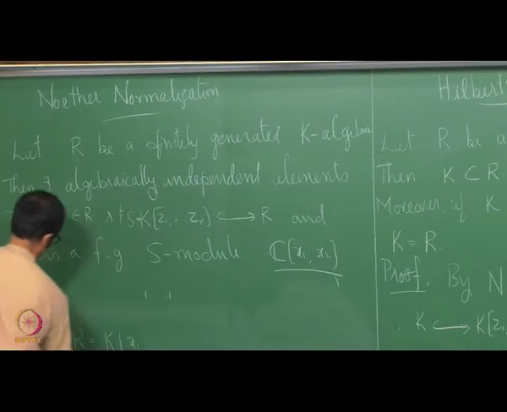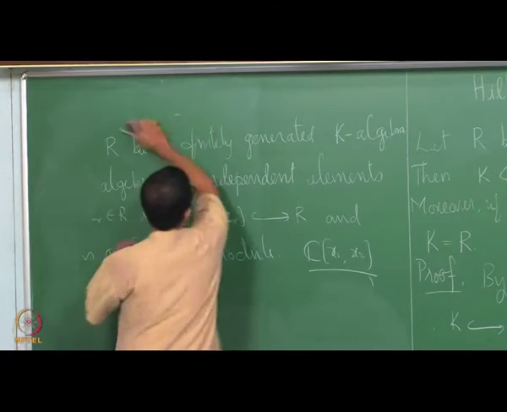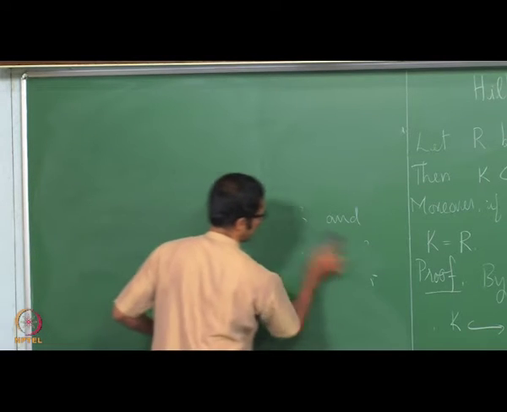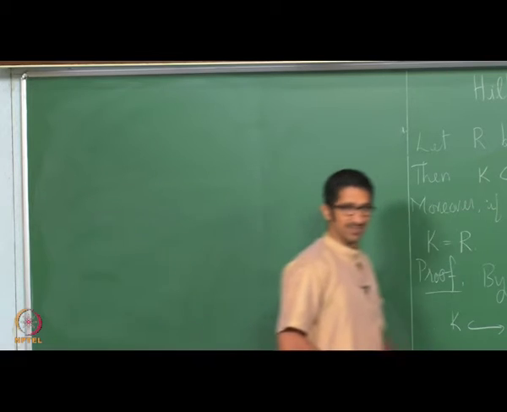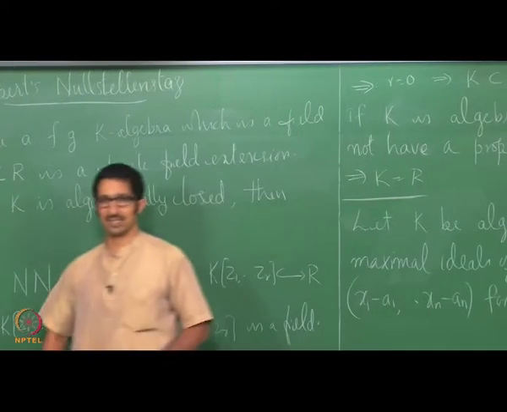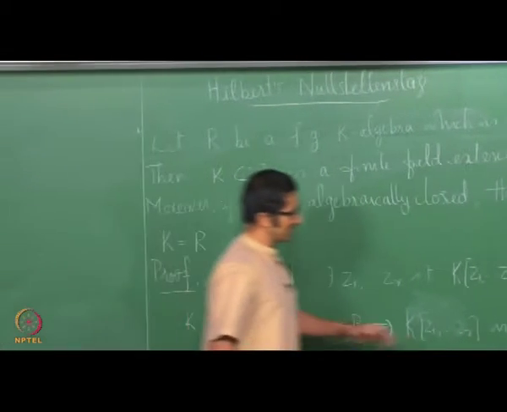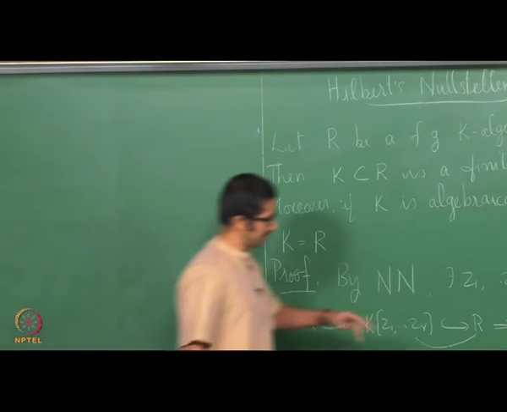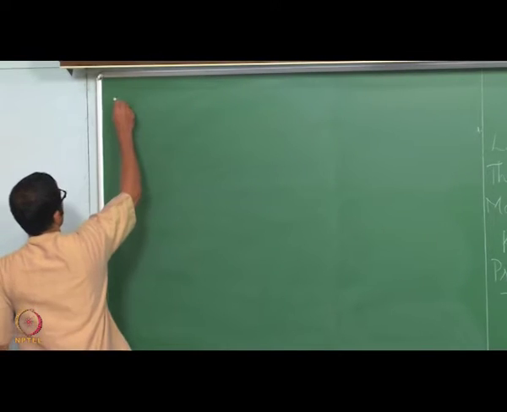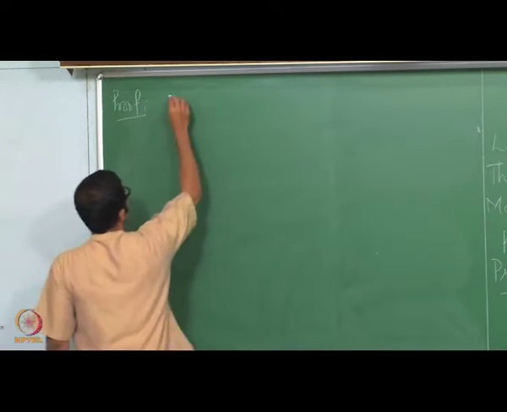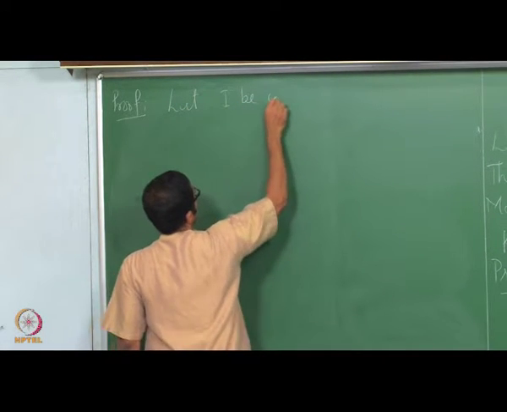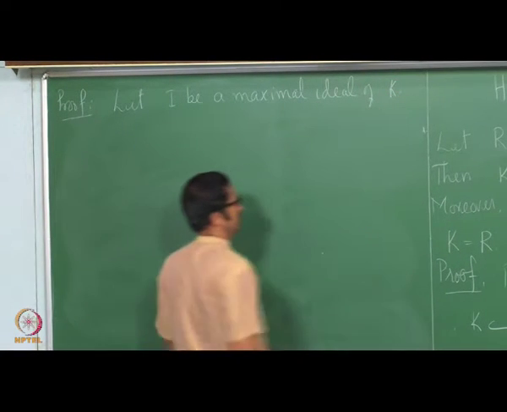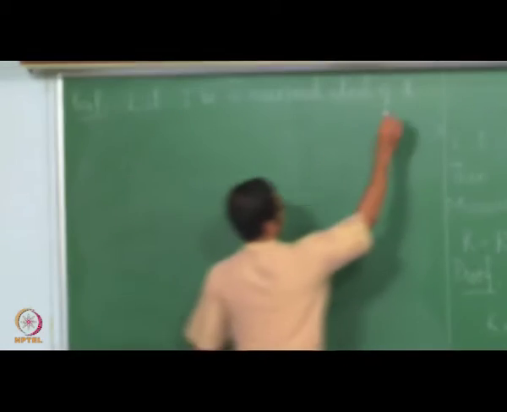You must have seen the one variable version of this, say for C. If you look at the polynomial ring C[x], maximal ideals are always of the form (x minus alpha), where alpha varies over C. But now this theorem says that the maximal ideals of K[x1, ..., xn] are precisely the ideals of this form. So, let us prove this. Let I be a maximal ideal of K[x1, ..., xn].